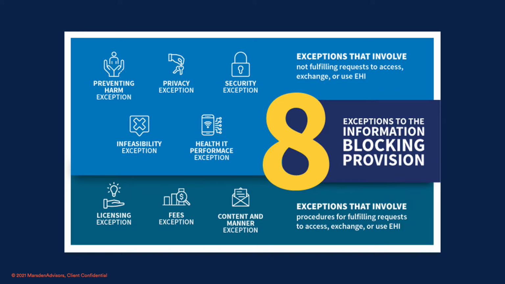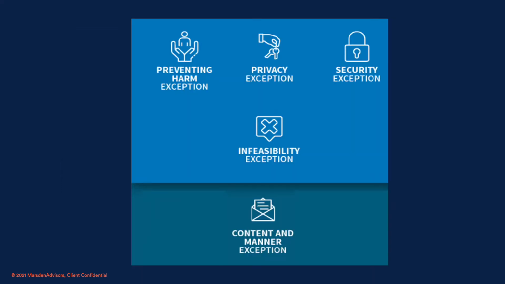So that was a lot, and you might be wondering, what do I do when I can't provide the information? Well, ONC thought of that. There are 8 exceptions to information blocking. Since this presentation is focused on providers, we're just going to focus on 5: the preventing harm exception, the privacy exception, the security exception, the infeasibility exception, and the content and manner exception.